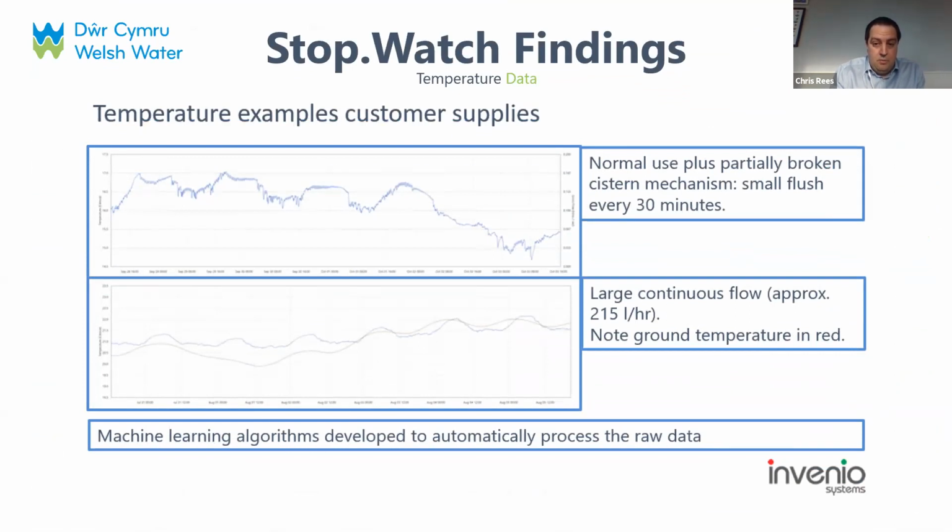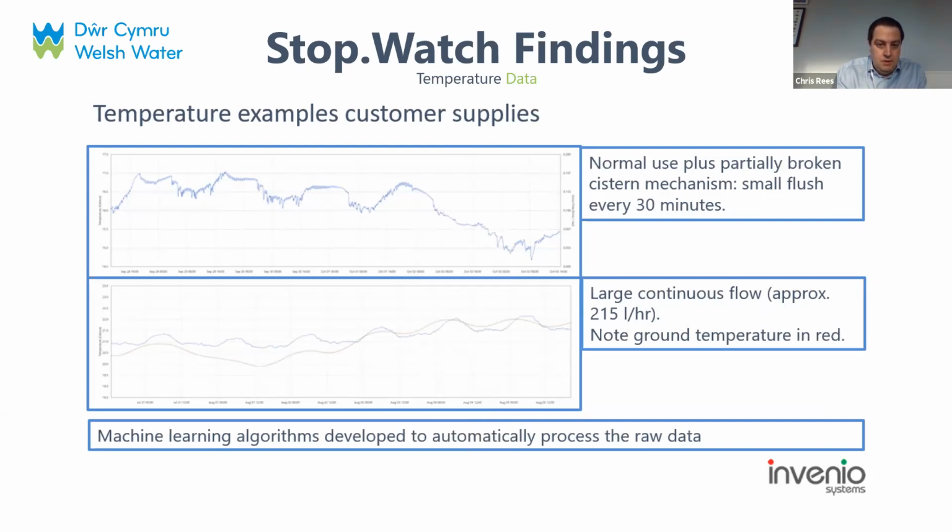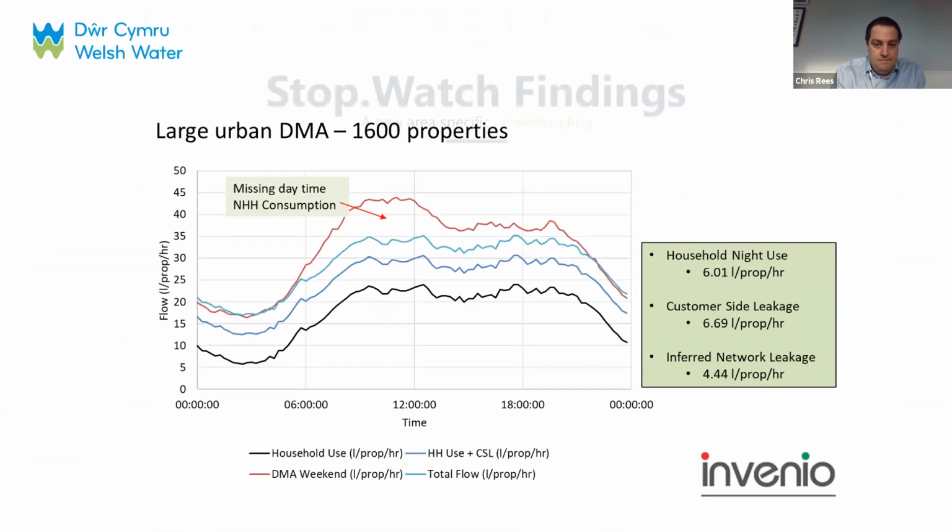You can actually pick up in that top one there, and this is coming from a further study where we followed up the customer. They had a small flush every 30 minutes, so you can see the temperature variation occurring on quite a regular basis every 30 minutes there. And then the bottom one with a large continuous flow, so effectively the temperature is following the ambient temperature quite well there. On the next slide.